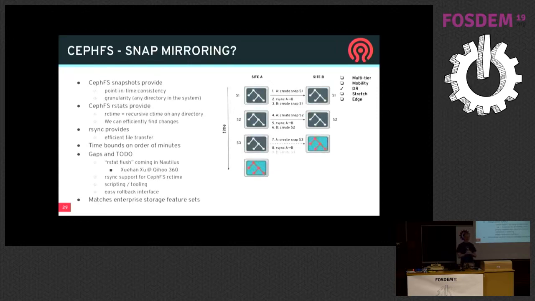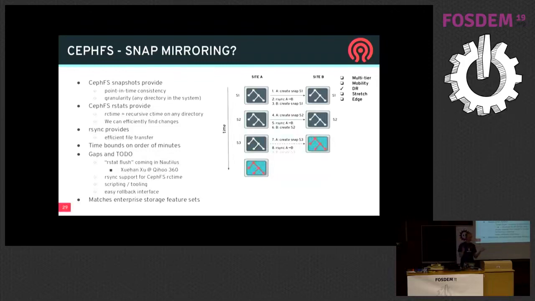The basic idea here is that we already have a robust snapshot capability in CephFS. You can take any directory in the file system and create a snapshot on it, any subdirectory at any time. You don't have to pre-plan your volumes or anything. And those snapshots provide a very fine-grained point-in-time consistency. Additionally, CephFS has something called rstats, which is recursive metadata on any subdirectory in the system. One of those attributes is called rctime, which is essentially the most recent modification of anything beneath a particular point in the file system hierarchy.